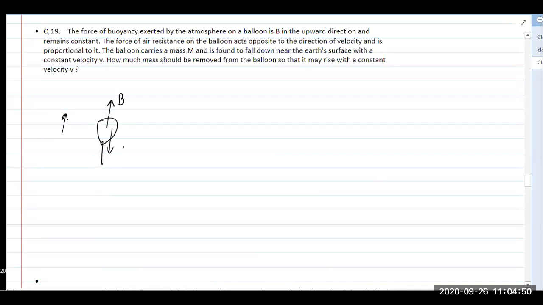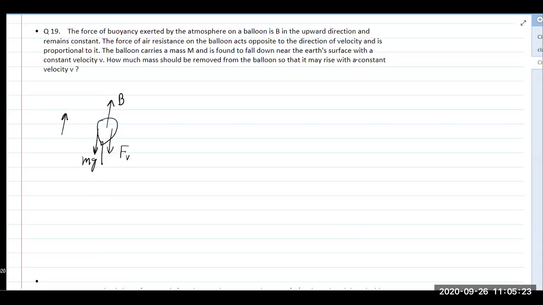the viscous force or friction force will act downward, and there will be gravity also acting. So these are the three forces acting on the balloon. Friction force is downward, mg is downward, and the buoyancy is upward. All these forces will be balanced because the balloon is rising at constant speed. The force of buoyancy in the atmosphere remains constant.